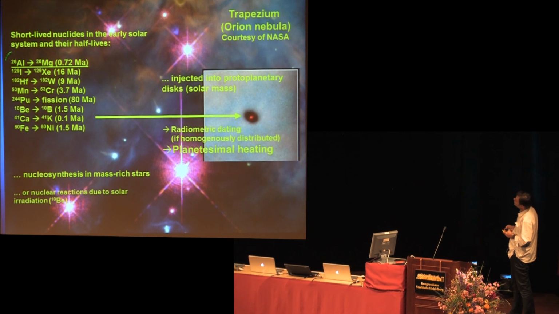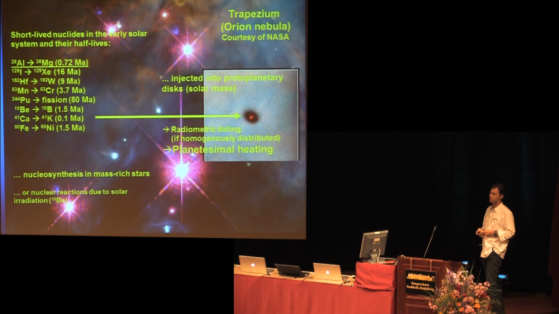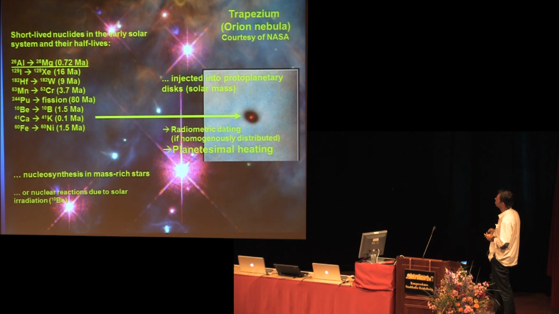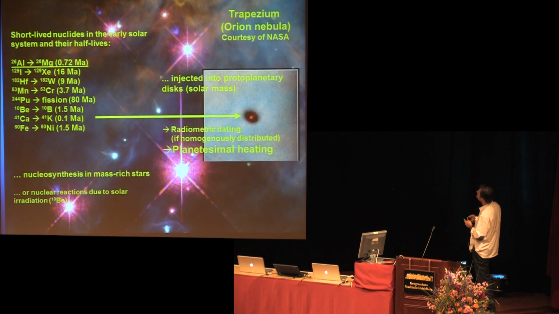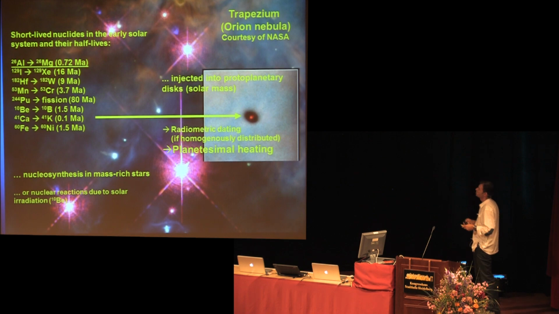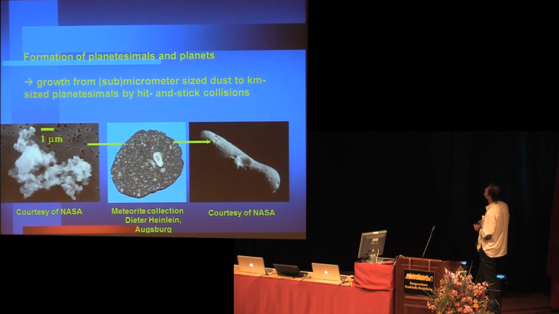And these short-lived nuclides are important in two respects. First, we can use them for radiometric dating, but with a much better time resolution than long-lived nuclides. And they are important for heating the early planetesimals, just by radioactive decay heat. And the most relevant nuclides in this respect are aluminum-26 and possibly iron-60, because from the mass balance, these are the ones expected to contribute to heat production.